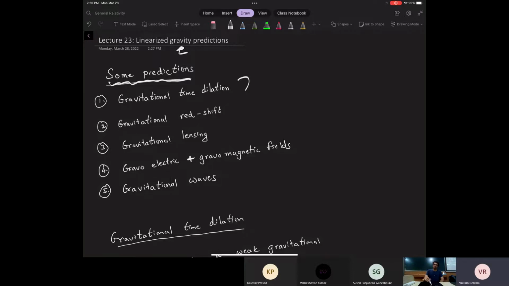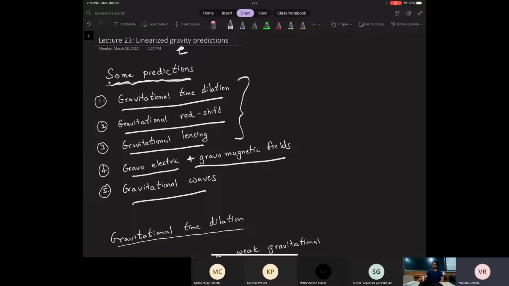So I've listed some of those predictions here, and we'll try to talk about them. Today we'll cover these three, which is gravitational time dilation, gravitational redshift, and gravitational lensing. Maybe next time we'll talk about gravitoelectric and gravitomagnetic fields and gravitational waves. So for today we're only going to talk about these three.